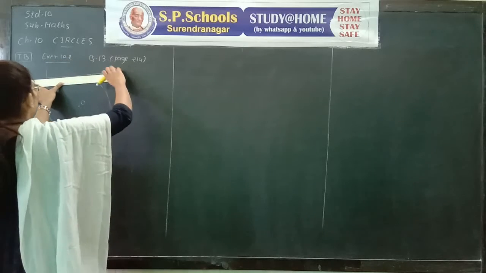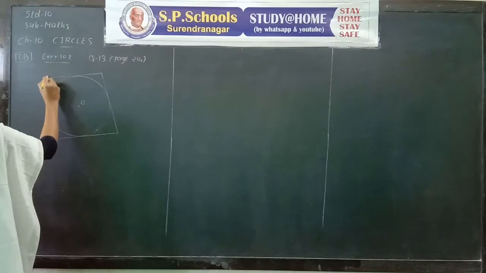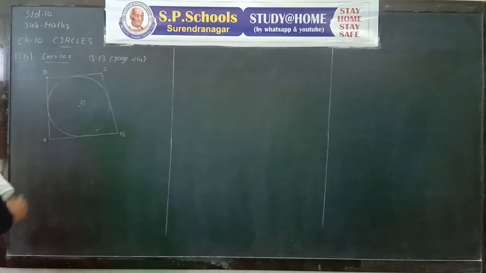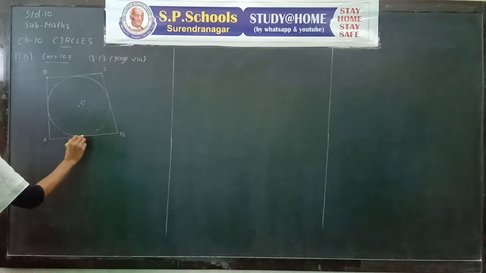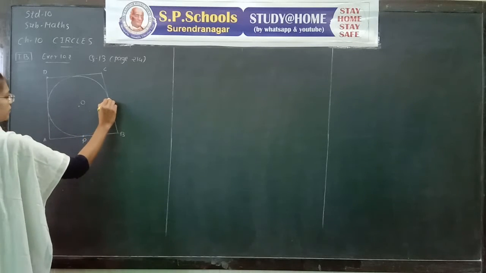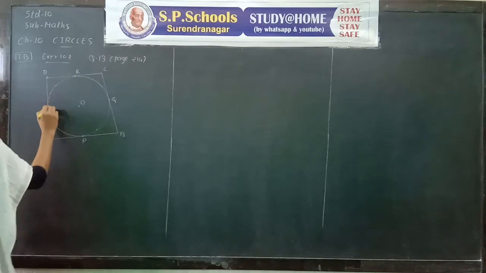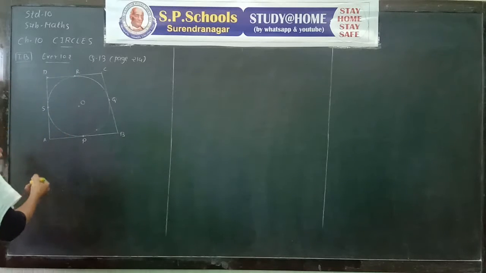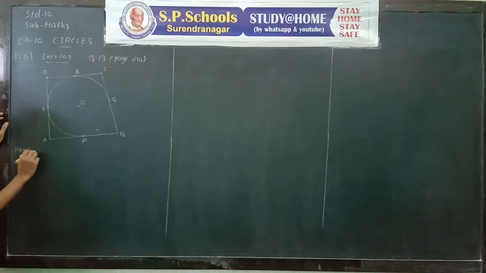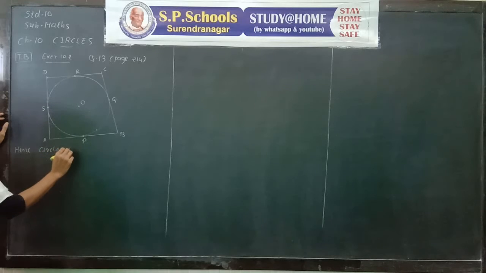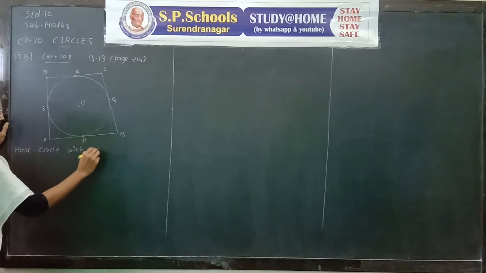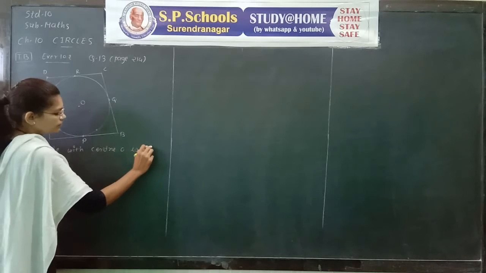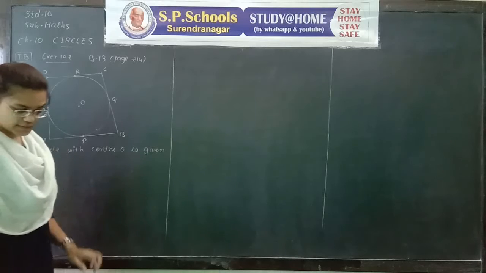The type of quadrilateral we don't know, but let's take ABCD as a quadrilateral circumscribing the circle and touching the circle at points P, Q, R and S. Okay. First of all, write the given. Here, a circle with center O is given.